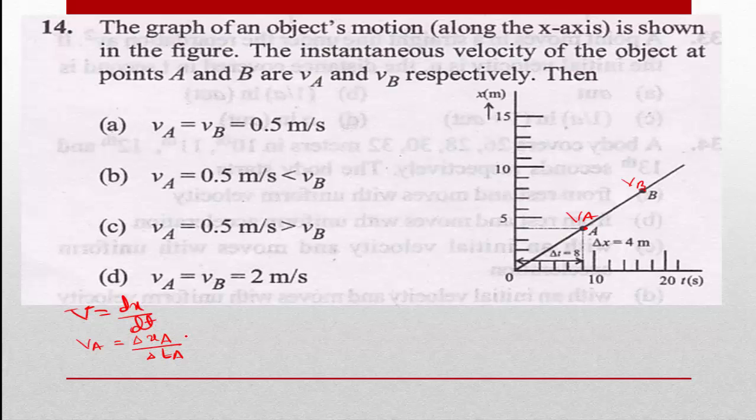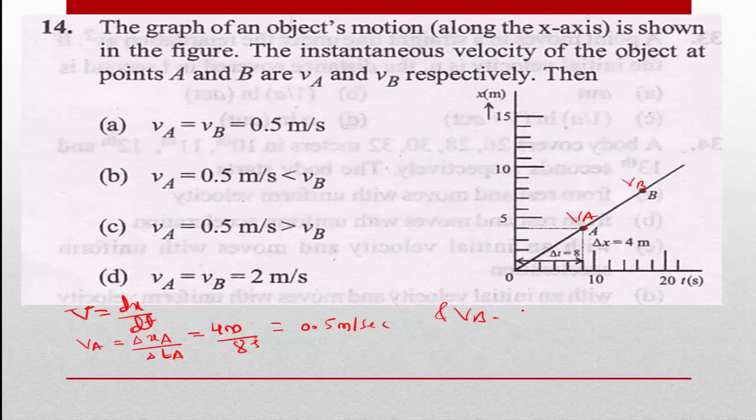Delta xA divided by delta tA is equal to, here the position is 4 meter at this point, and the time is 8 second. So 4 divided by 8 is 0.5 meter per second, right?